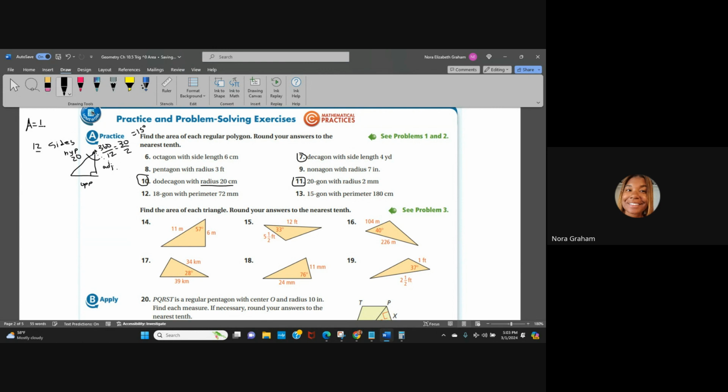Right? So again, remember, I have to find my base and height to plug into this formula at the very end. Once I find them, my base is my perimeter. My height is going to be my apothem. So let's start by finding our perimeter. I'm just going to put P for perimeter, right?